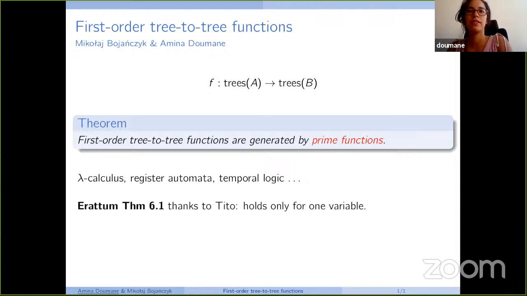There is a mistake in one of the intermediary results pointed out to us by Tito, where we say that normalization of lambda terms is a first order transduction. Actually, this is only true when we restrict to only one variable. This doesn't affect the main theorem because we only need this relaxed version. And of course, we will add a correction notice online. So I'm going to stop here and I'll be happy to answer your questions.